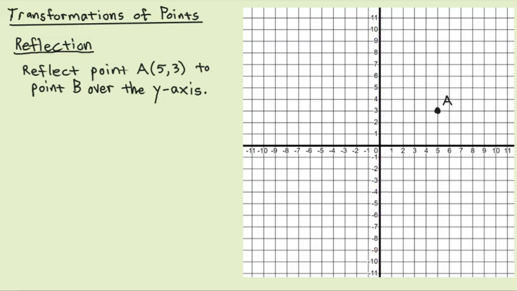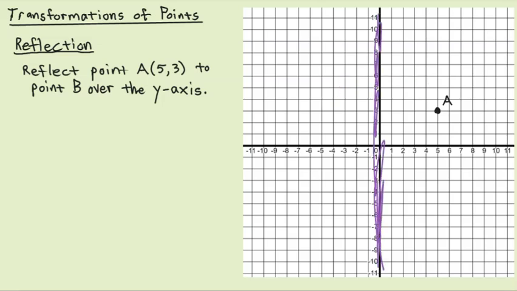But we could also reflect over the line x = 2. Okay, so we could also reflect over horizontal lines. We could reflect over the line y = 6. Okay. So we're not limited to the y-axis and the x-axis, but in this class, that's what we're going to do. So we want to reflect this point A over the y-axis.